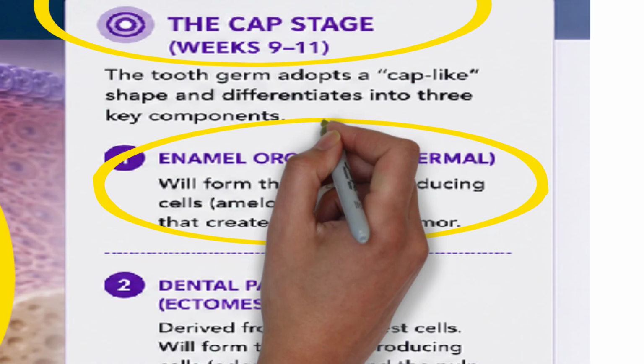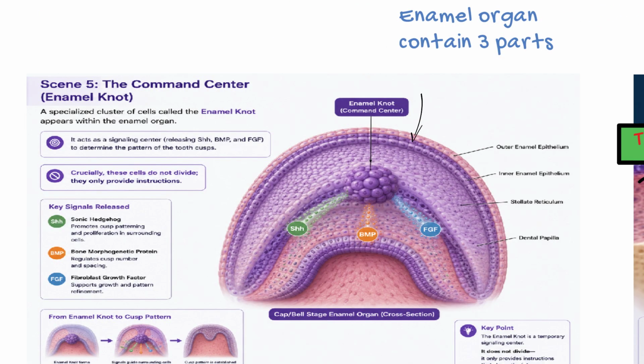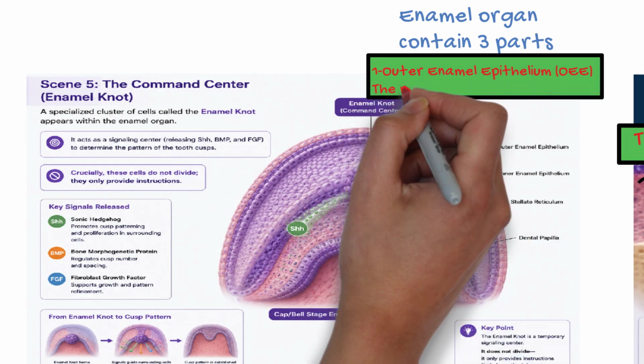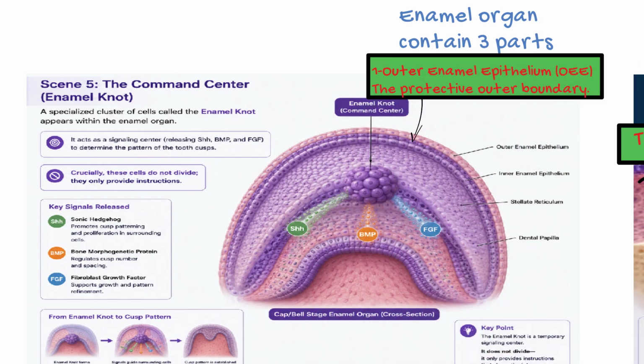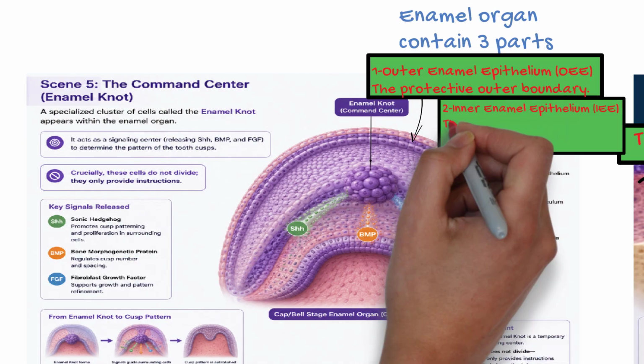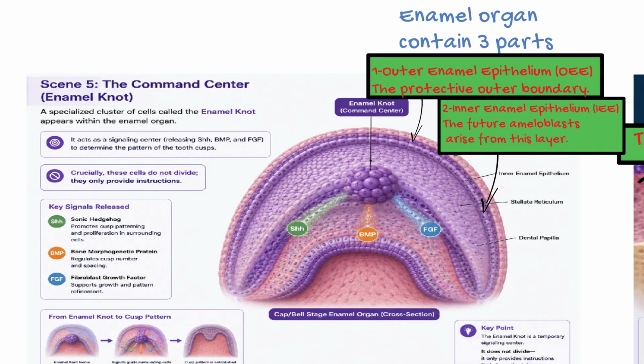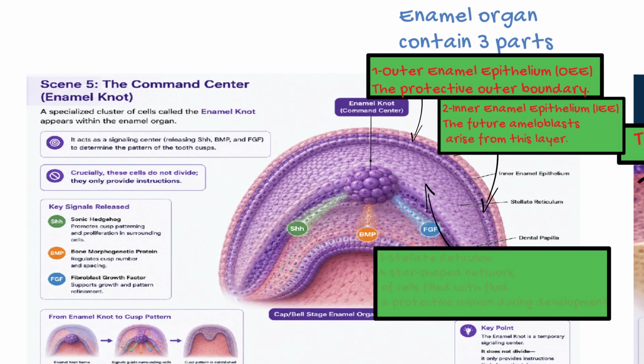The enamel organ contains outer enamel epithelium, OEE, the protective outer boundary. Inner enamel epithelium, IEE. The future ameloblasts arise from this layer. These cells will eventually produce enamel. Stellate reticulum, a star-shaped network of cells filled with fluid. Acts as a protective cushion during development.